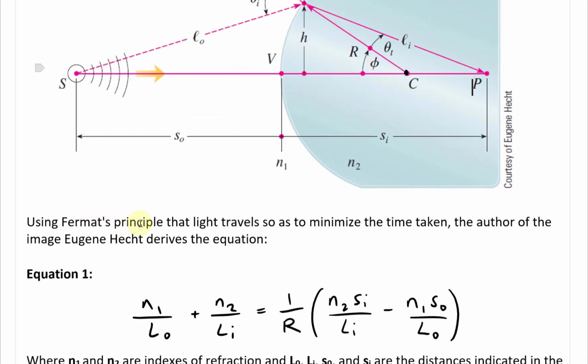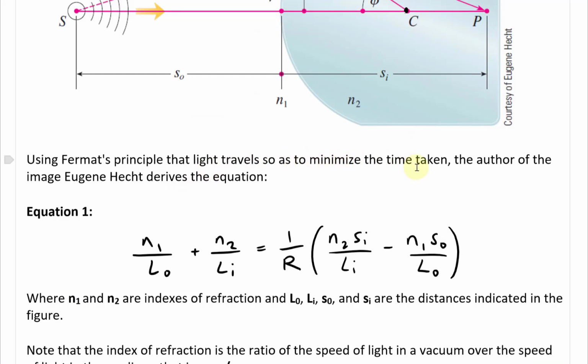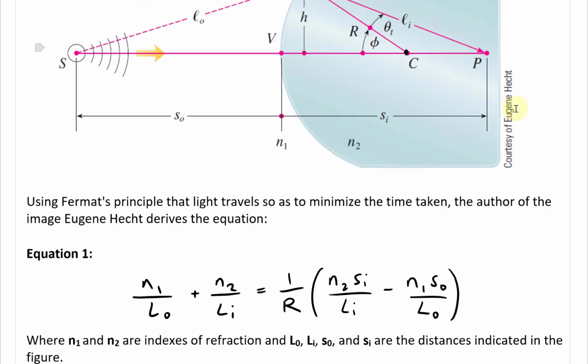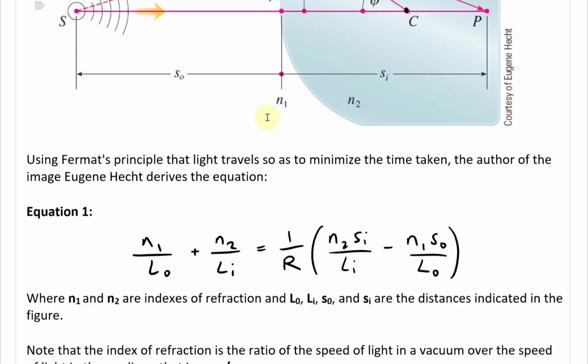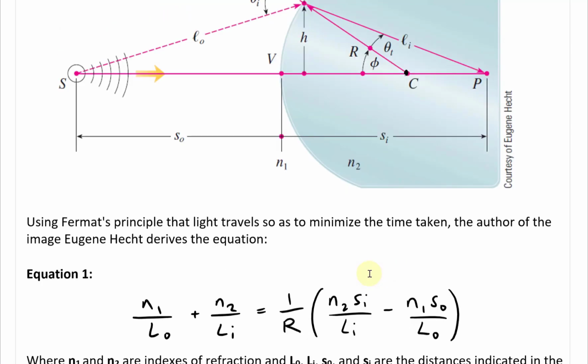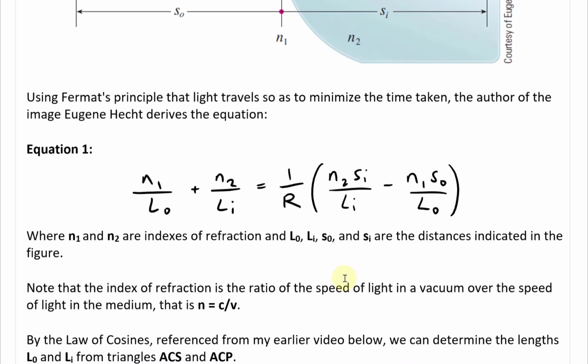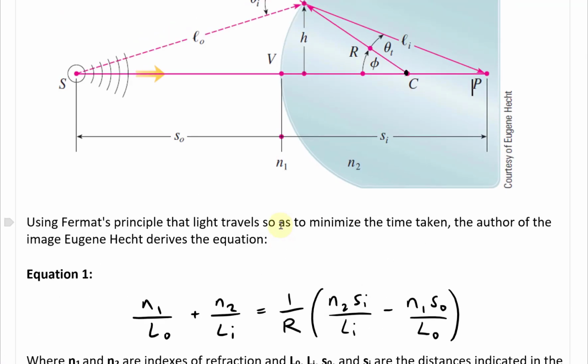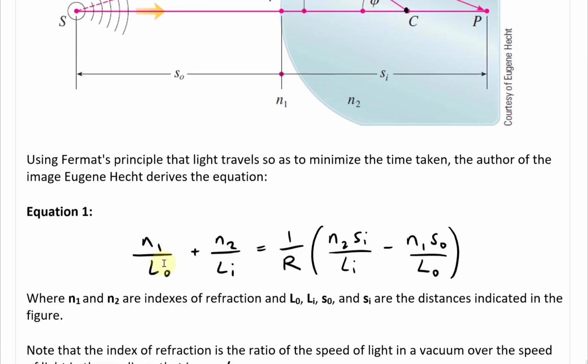So using Fermat's principle, that light travels so as to minimize the time taken, the author of the image, Eugene Hecht, derives the equation. So here's the image, courtesy of Eugene Hecht. Again, it's from my calculus book. And he derives this equation, which is n1 divided by L0 plus n2 divided by Li equals 1 over r times n2 times Si divided by Li minus n1 times S0 divided by L0, or L0, however you want to state it. And again, I'm not going to derive this one in this video, maybe in a future one.